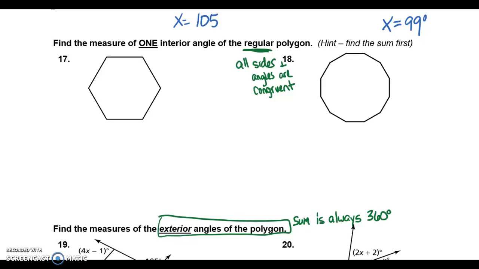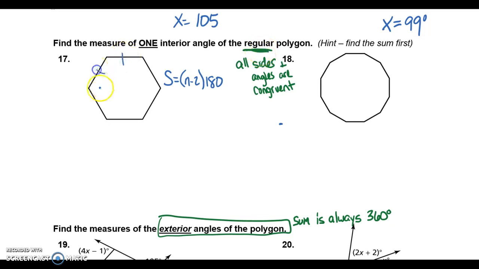Okay, guys, so video number 2 for this is here. On number 17 and 18, you are still talking about interior angles, so you are still going to use that same formula, which is n minus 2, number of sides minus 2, times 180. The only difference here is that all sides and angles are congruent. They're all the same. They're all equal because of this definition right here, regular polygon.